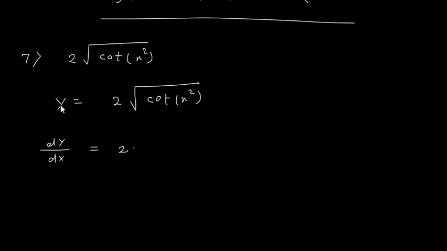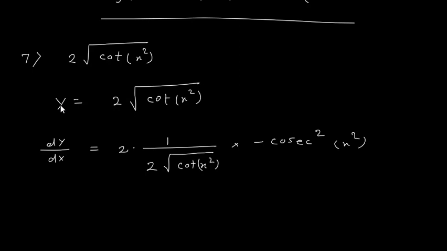Now the outermost function is your root function. So the derivative of root x is 1 upon 2 root x. So here you will say that 1 upon 2 root, in place of x we have cot x square, into then the derivative of cot x square. Inside function we have the cot function. Cot's derivative is minus cosec square. So you will write minus cosec square x square. And then finally the derivative of x square, which you will say is 2x.